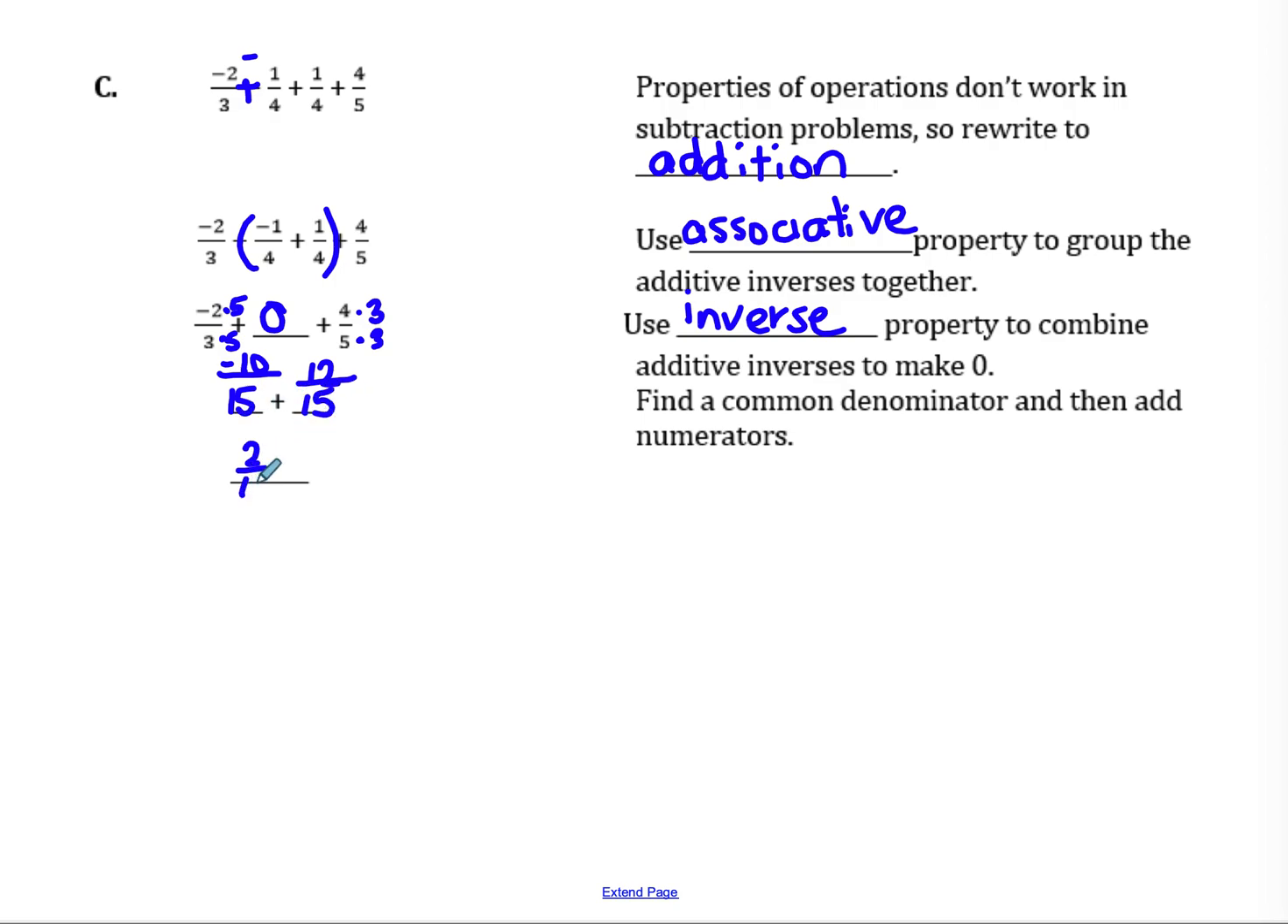15 is my common denominator. More positives, answer positive. So 2 fifteenths. I'm going to rewrite it where I have a little more space, because it almost looks like a 3 there. 2 fifteenths is my final answer.